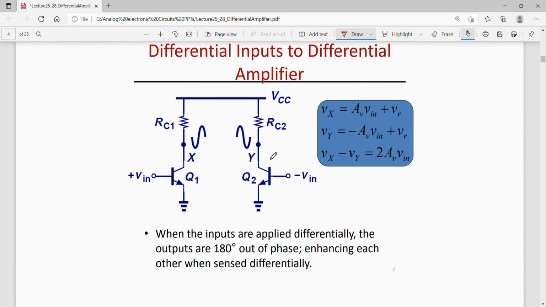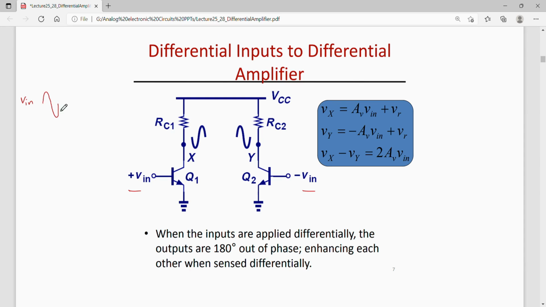Now let us take another case where the inputs are differential. Let us say at Q1 we have plus V in and at Q2 we have minus V in input. Plus and minus here mean that this input is out of phase with this. Let us say this is V in. So if you apply this input at Q1, then at Q2 you will have an out of phase input.